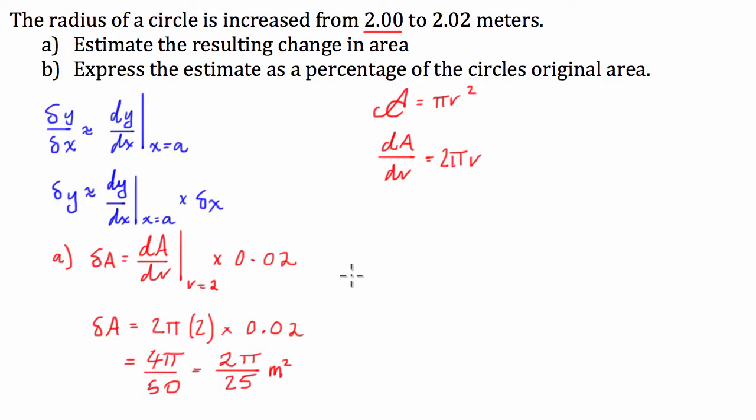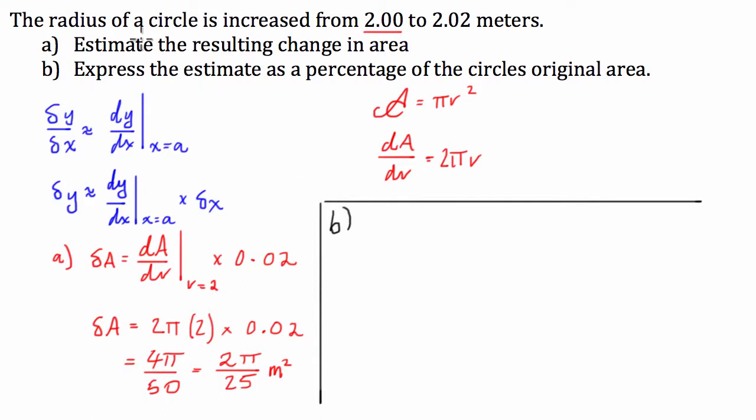So let's do B. We'll just separate this out. Now it's asking us to express the estimate as a percentage of the circle's original area. So what we've been asked to do is calculate delta A divided by A. That's what we're looking for. That's the percentage area as a decimal. So we have a delta A expression, this 2 pi r times 0.02, or 2 pi r times 1 over 50.